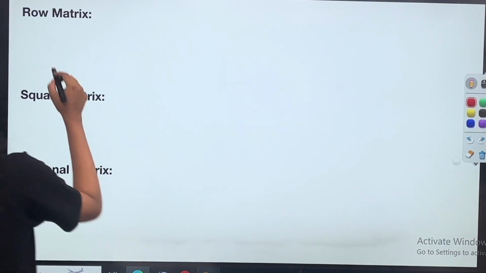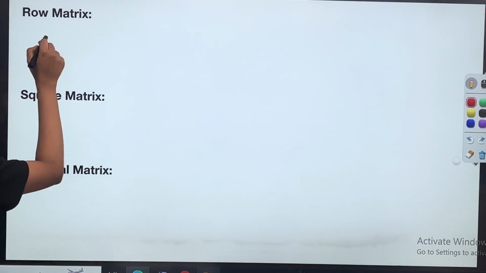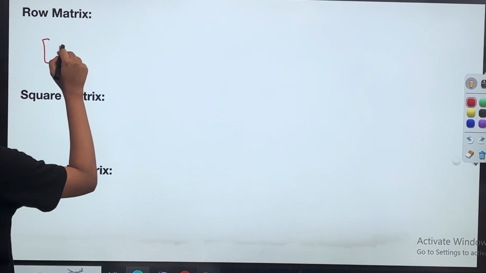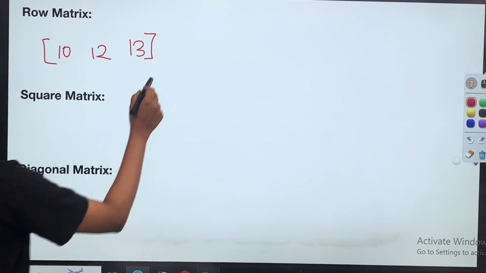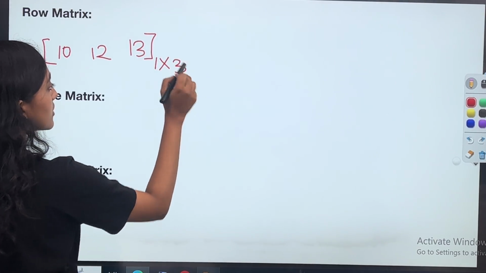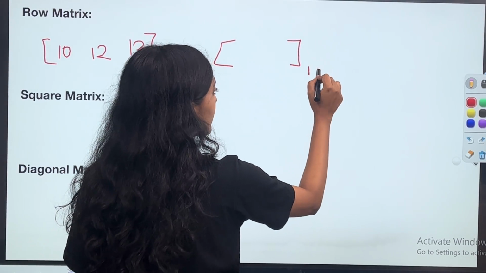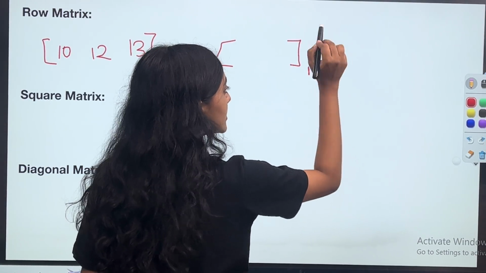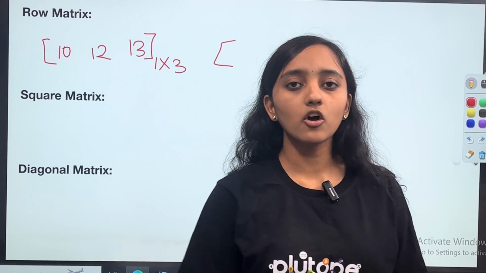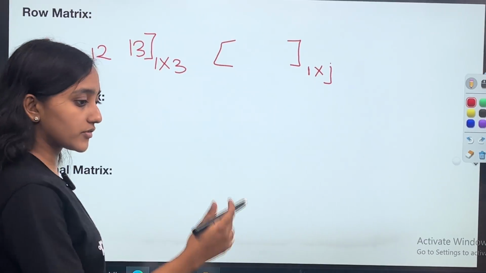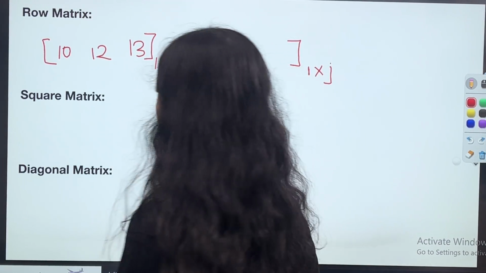What is a row matrix? A row matrix is one which has just one row but any number of columns. For example, 10, 12, 13. This has just one row but 3 columns. So any matrix where I is equal to 1, that is, the number of rows is 1, and the number of columns is J, means it can have any number of columns. It can have 1 column, 2 columns, 3 columns, but if it has only 1 row, then that is known as a row matrix.